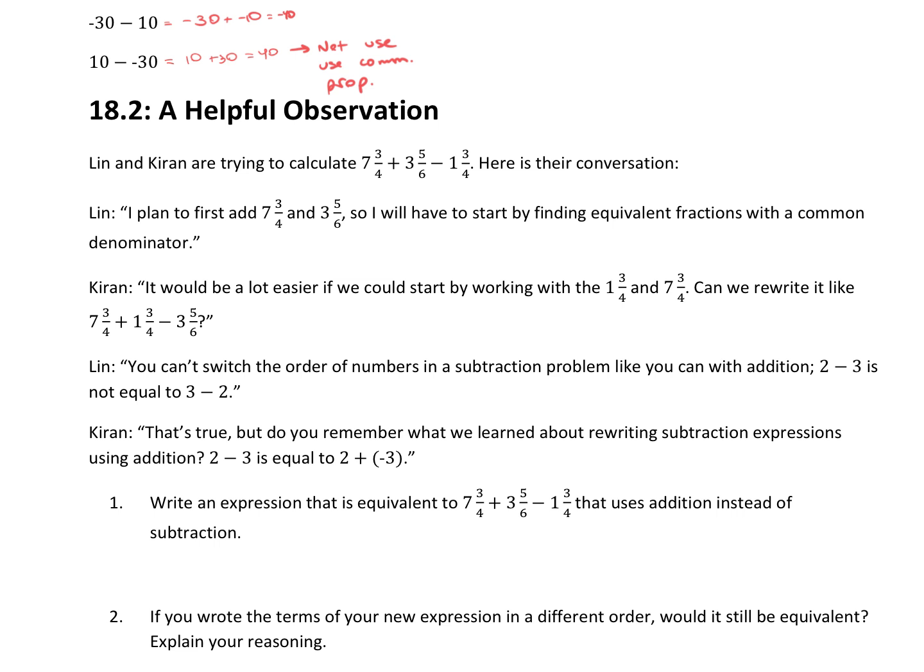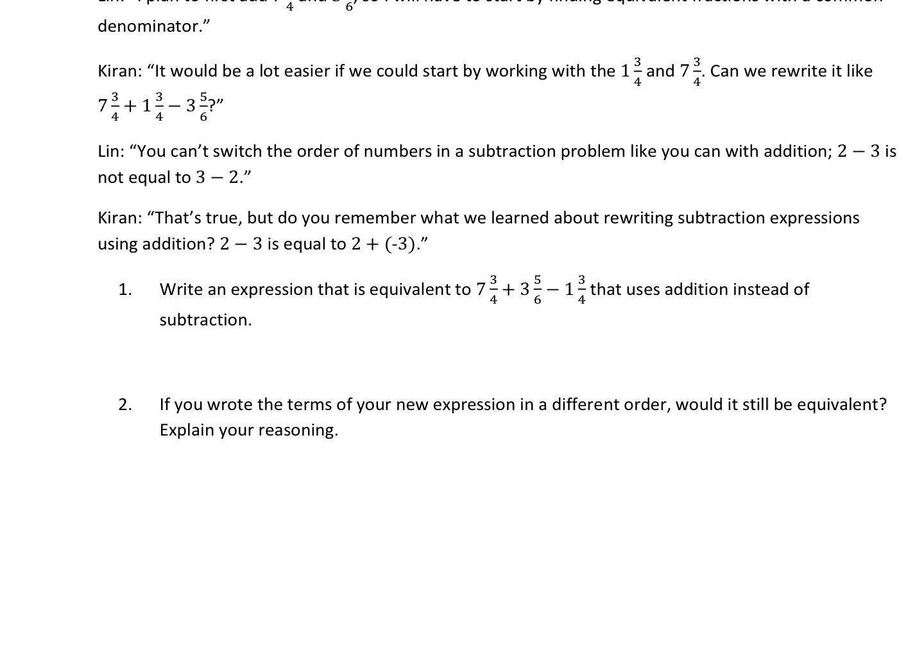Lynn: You can't switch the order of the numbers in a subtraction problem like you can in addition. 2 minus 3 is not equal to 3 minus 2. Karan: That's true, but do you remember what we learned about rewriting subtraction expressions using addition? 2 minus 3 is equal to 2 plus negative 3. So first, you're going to rewrite this as addition, and then second, you're going to use Karan's method to answer the question more efficiently. Go ahead, pause the video, and work on that.